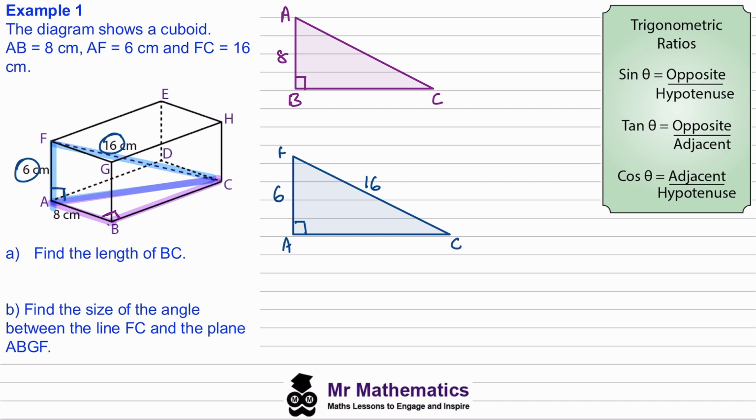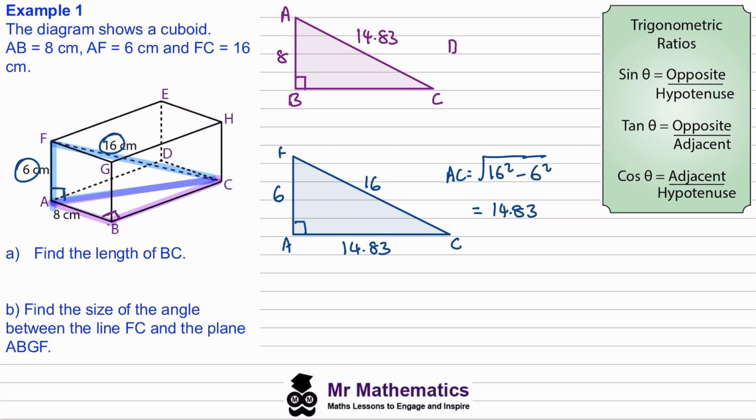So using Pythagoras' theorem, A to C will be the square root of the 16 squared minus the 6 squared. And we can work this out and we get 14.83. So I'll label this on our diagram. And the base of this triangle is the hypotenuse in this triangle. So I'll label this as well. And now we can work out B to C using Pythagoras' theorem on this triangle.